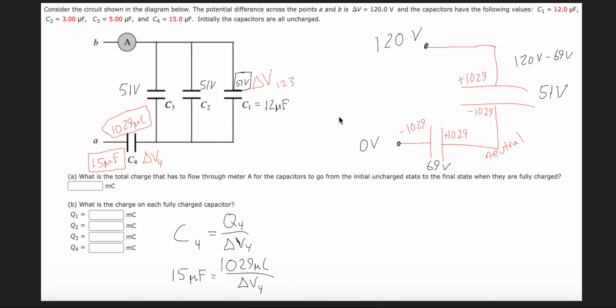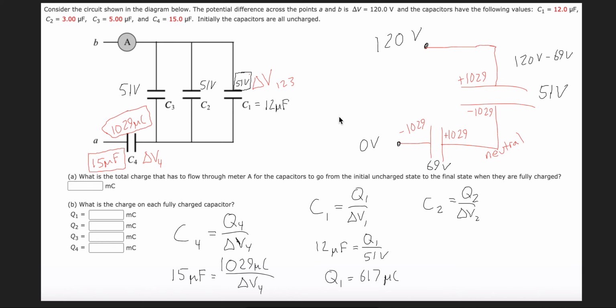So I'll do a quick calculation for C1. All right, it's going to be 12 microfarads over 51 volts. Q1 therefore will be 617 microcoulombs. You just do it for each capacitor.